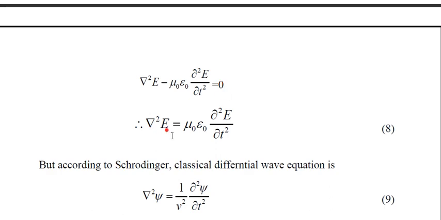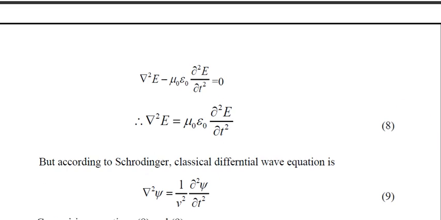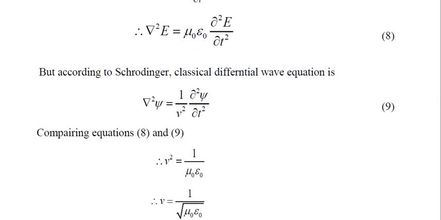Then what does equation 7 change to? Del square E minus mu naught epsilon naught dou 2E by dou t square is equal to 0. Hence del square E is equal to mu naught epsilon naught dou 2E by dou t square. Writing it on the right side, this is equation number 8. Here we have to use Schrodinger's classical differential wave equation.